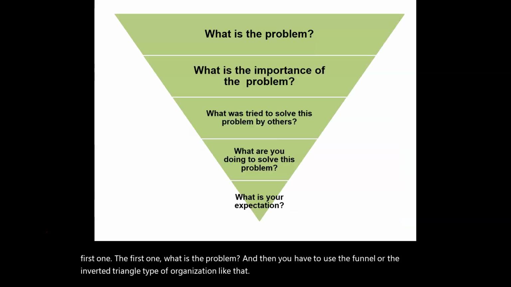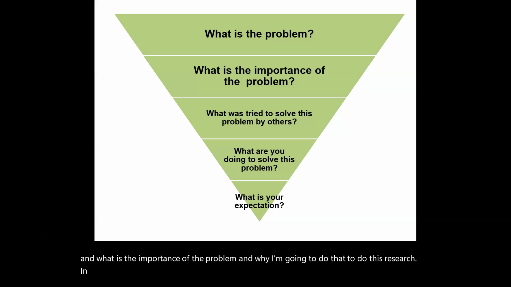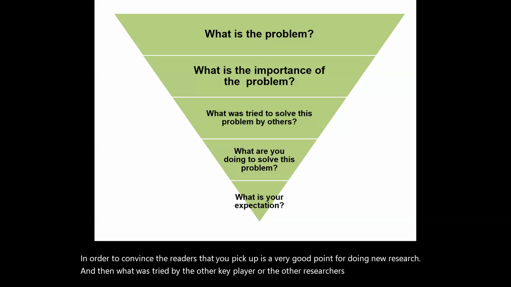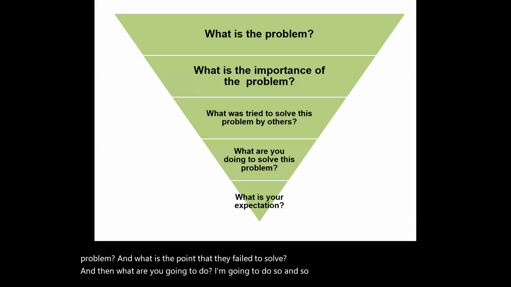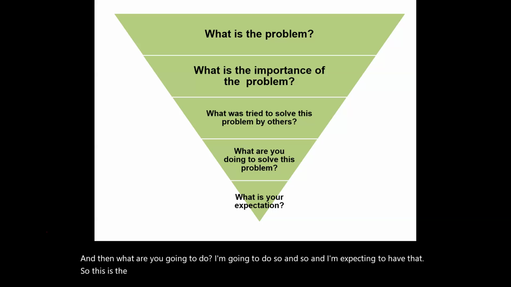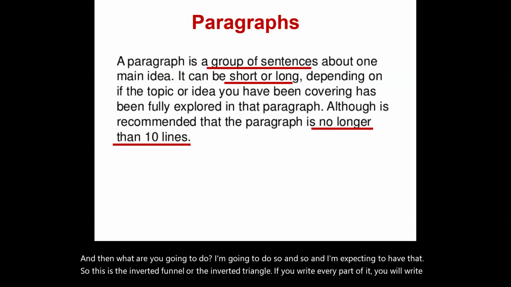What is the problem? So talk about the problem and what is the importance of the problem and why I'm going to do this research, in order to convince the readers that you picked a very good point for doing your research. And then what was tried by the other key players or the other researchers in order to solve the problem, and what is the point that they failed to solve. And then what are you going to do? I'm going to do so and so, and I'm expecting to have that. So this is the inverted funnel or the inverted triangle. If you write every part of it, you will write a very good introduction.